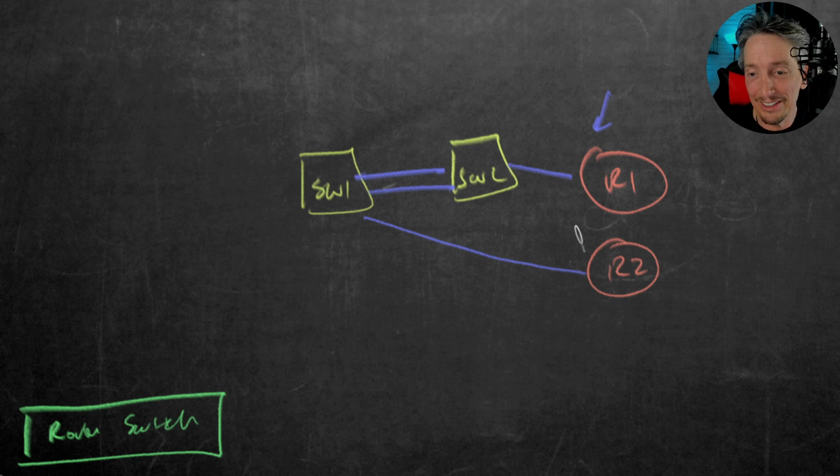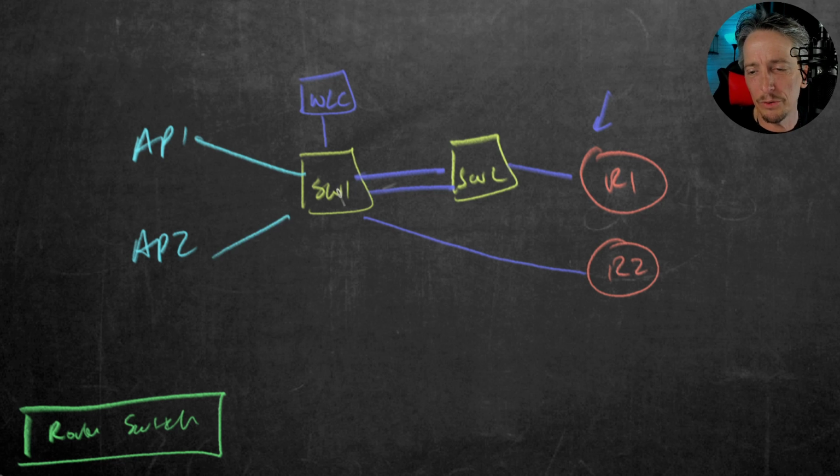I mean, with wireless, let's say we had a wireless controller. In Cisco, they call it a WLC. Think of a controller as the brains behind your wireless network. And then we have access points. We'll call it AP1, AP2, and they're connected into our switches. Maybe we have AP3 over here.